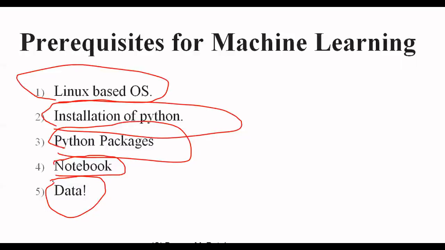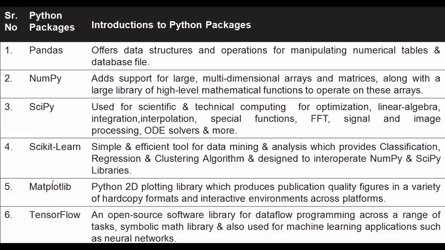So these are some of the Python packages or Python libraries. I handpicked 6 popular and most important libraries for beginners. The first one is pandas. Pandas offers data structures and operations for manipulating numerical tables and database files. So you can import your Excel file, CSV file, databases, and a lot of tabular data into pandas, and you can process that data using this machine learning library.